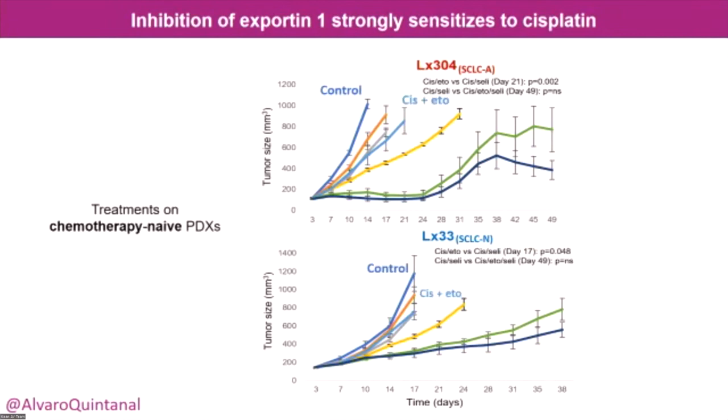You can see that the response of these models to the combination of cisplatin and etoposide, in clear blue, is very low. This is the therapy that patients will actually receive in the clinic. But when we combine cisplatin with selinexor, the response is very, very dramatic compared to the standard of care, suggesting that this combination may be an interesting therapeutic approach for small cell lung cancer tumors.